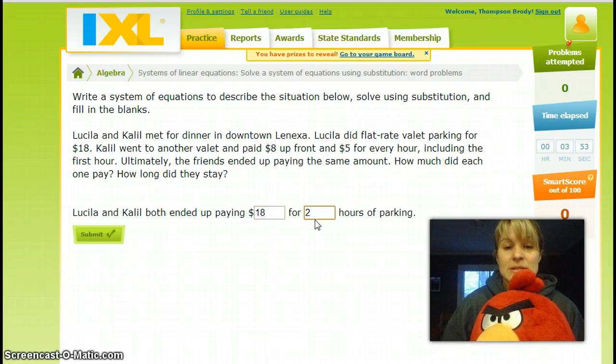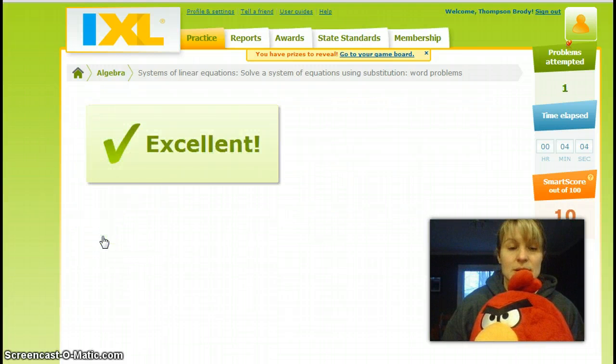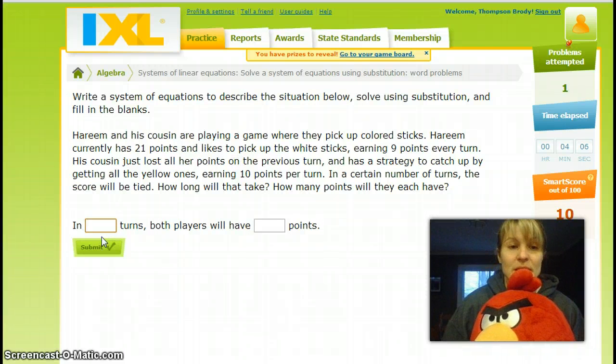And it really wouldn't make sense to have 18 hours of parking for $2, especially when we know we had a $5 fee already. So some of that you just kind of see if it makes sense. So we did a good job on that, okay? So here we have another one.